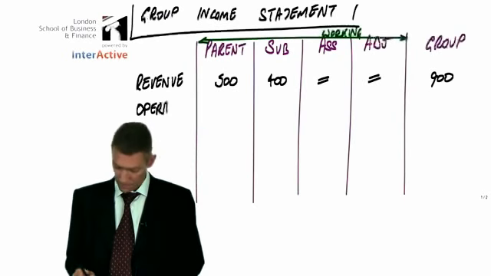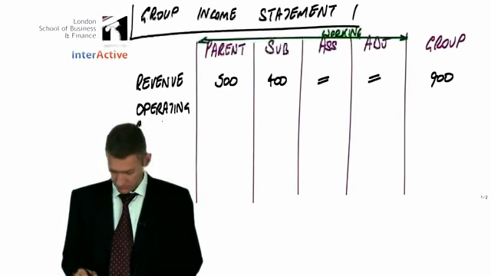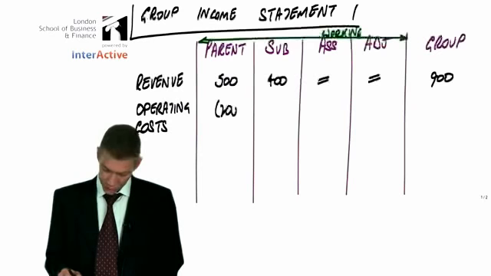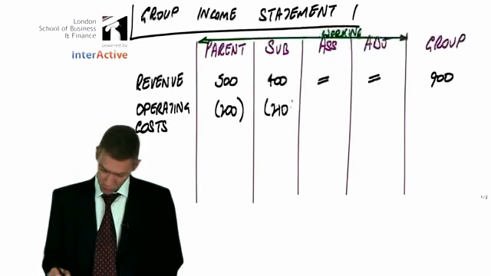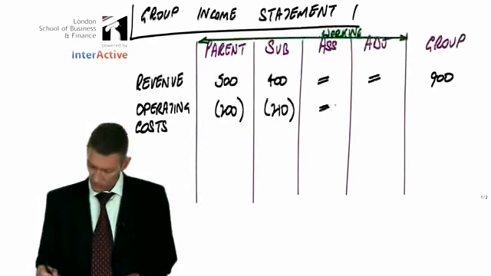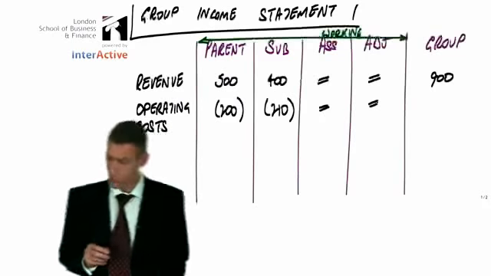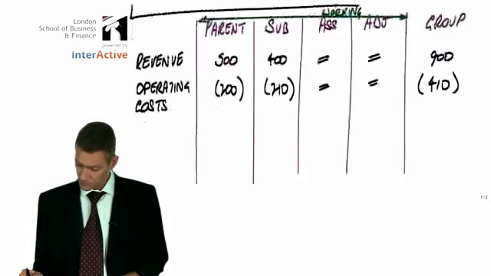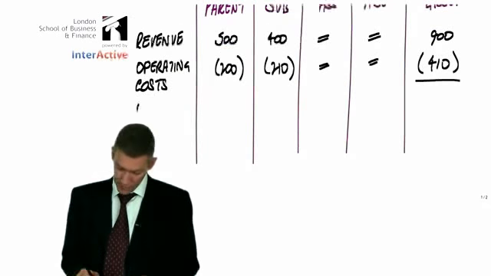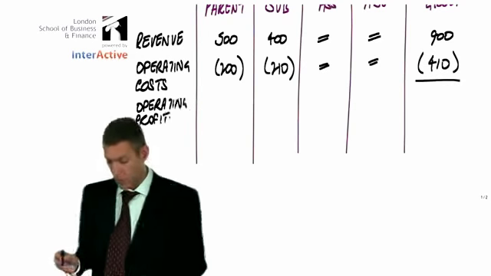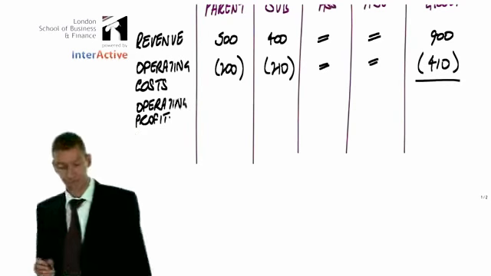Operating costs are 200, 210 under the control of the parent main board. We don't have control of the associate, and there are no adjustments in this question. 410 to bring us to the operating profit. There's no marks for the operating profit, so we can leave that blank.